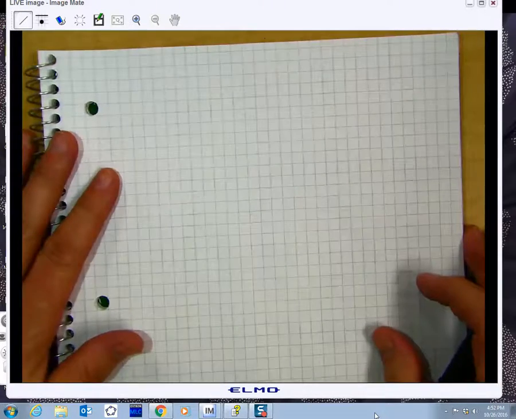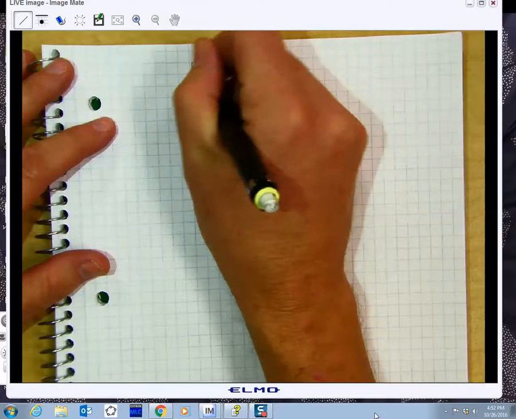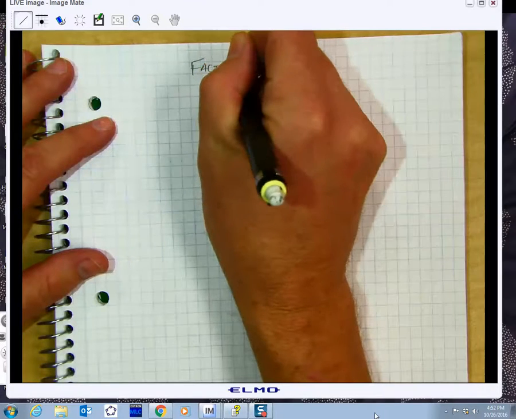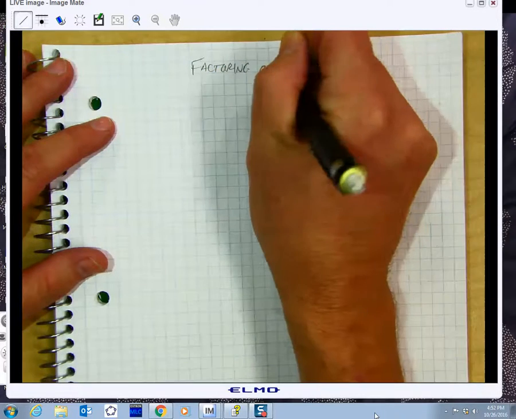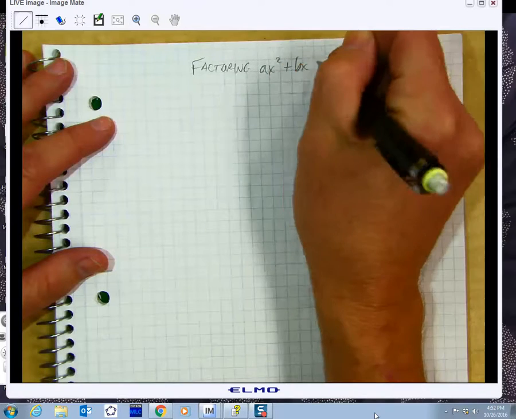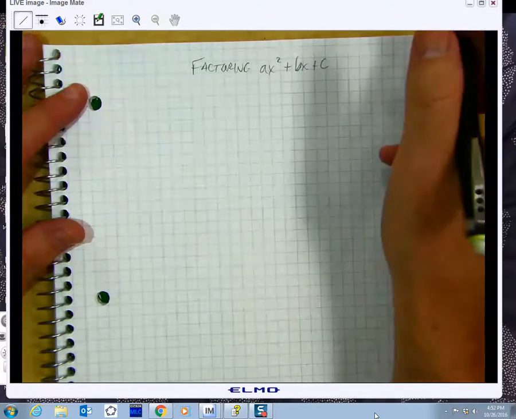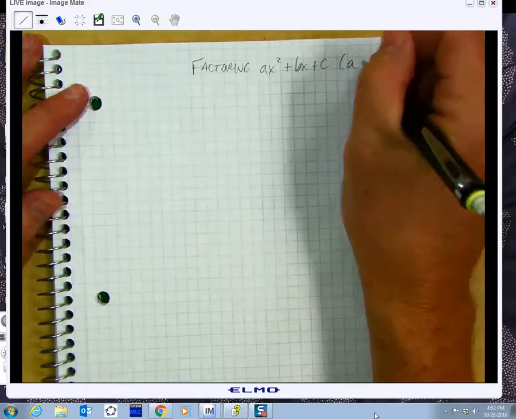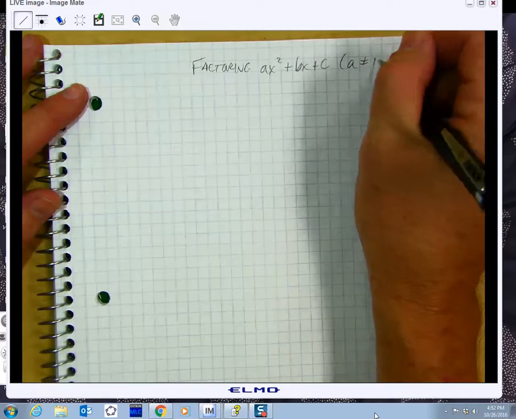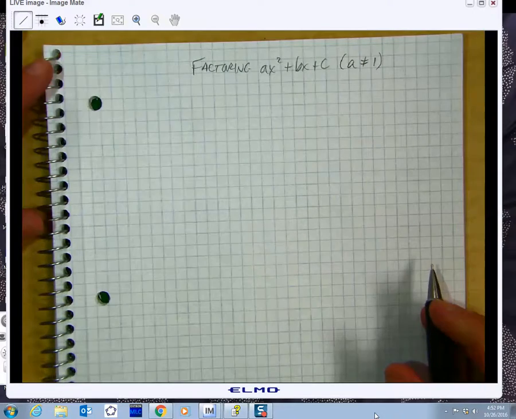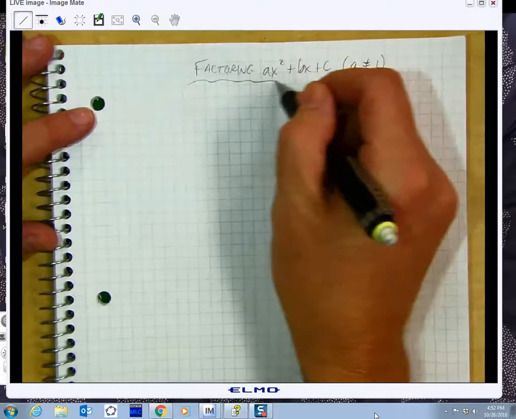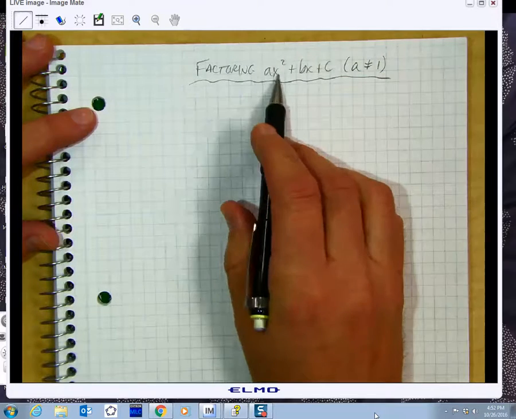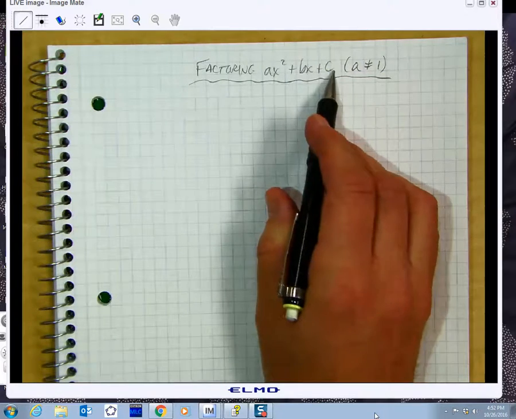We're just going to call this factoring ax squared plus bx plus c. And then in parentheses you can say a is not equal to 1. That's kind of the whole point of this lesson, is to deal with something like 2x squared plus 7x plus 3, or 3x squared minus 4x plus 2.